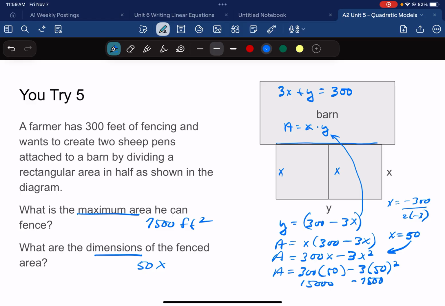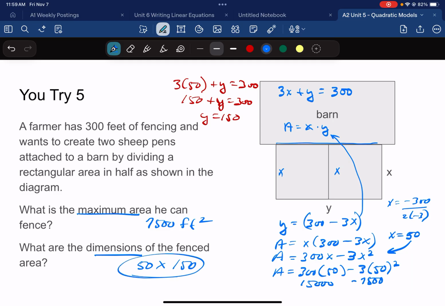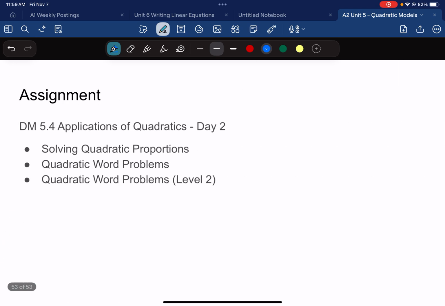And the dimensions of the field are 50 by, well, look up here. When x is 50, what's y? 3 times 50 plus y equals 300. That's 150 plus y equals 300. Subtract 150. And the length is 150 feet, and the width is 50 feet. So those are the dimensions of the field, and that's the maximum area of the field. Okay? All right, try that assignment there.